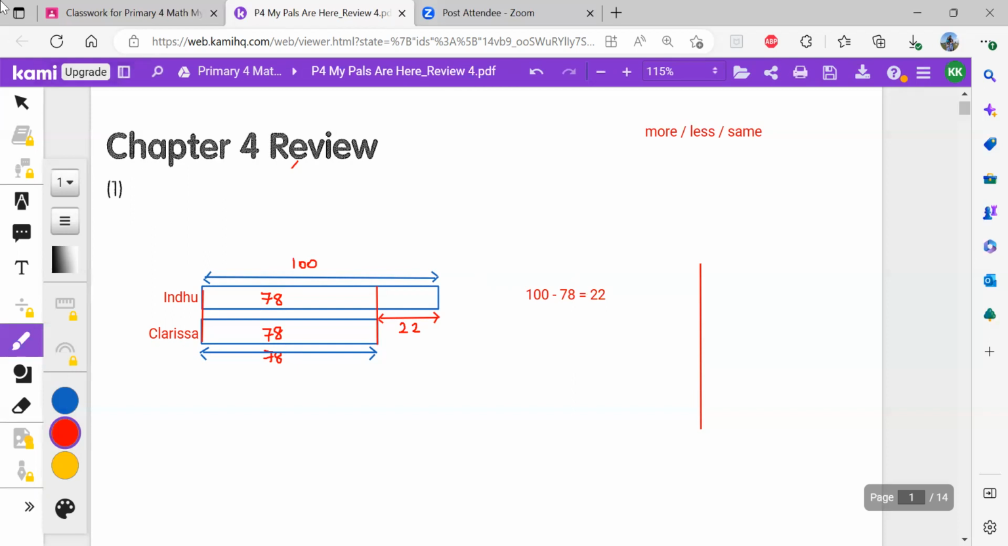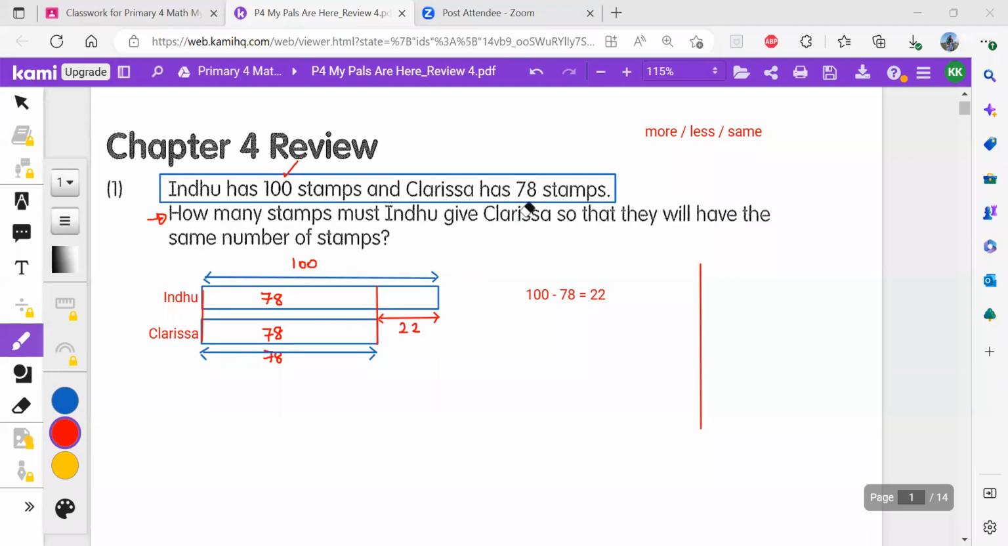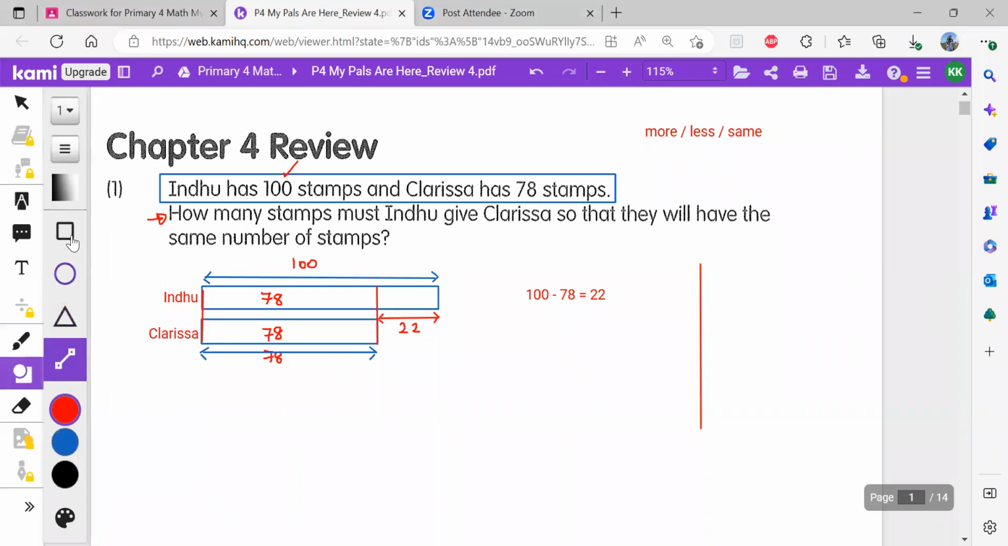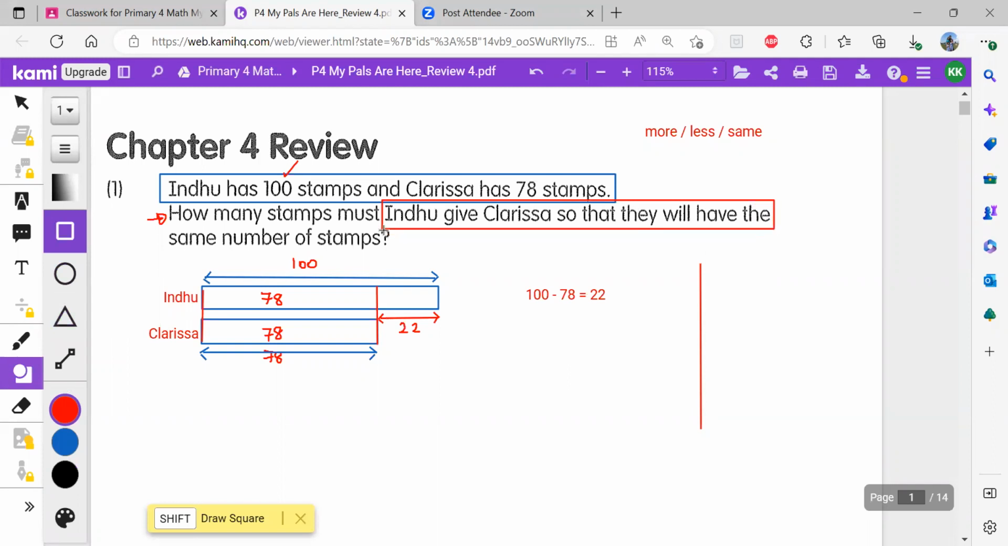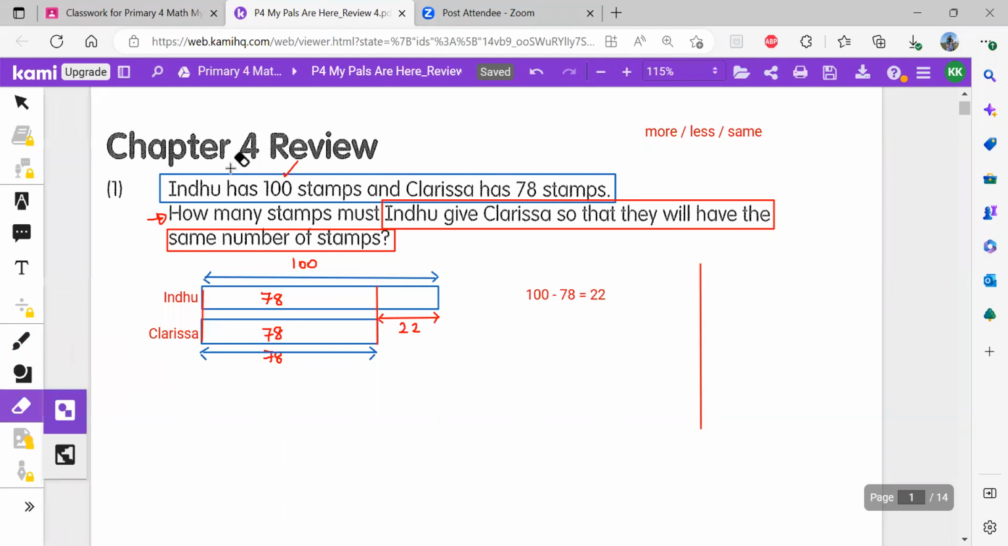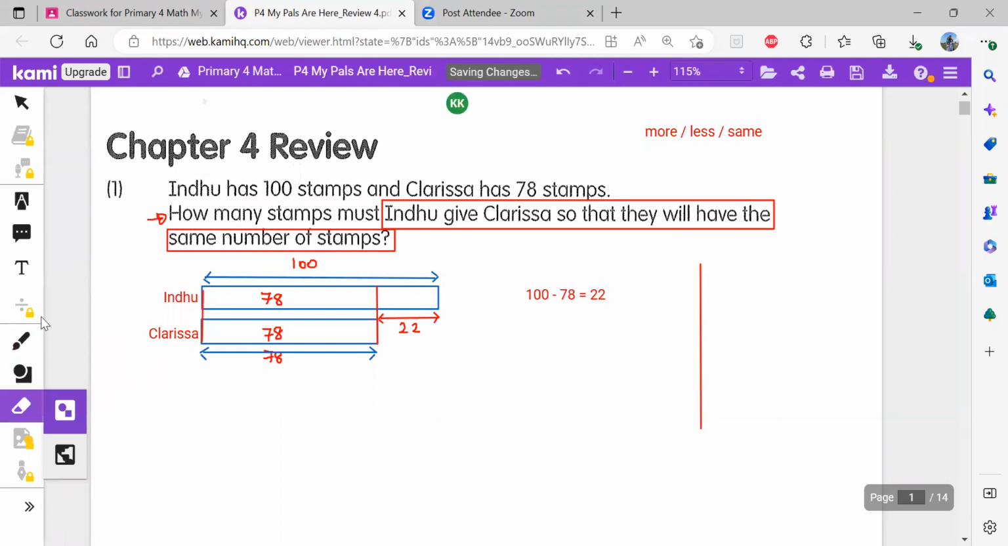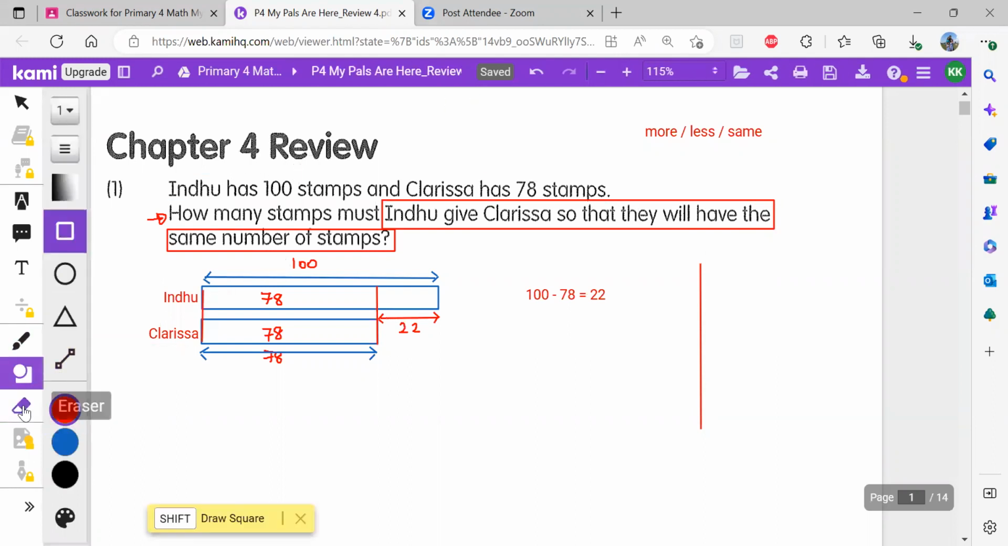So I'm now going to look at the question. Okay, I'm going to erase that and look at the question. And what are they asking? They're asking how many stamps must Indu give to Clarissa so that they will both have the same. So for Indu to give Clarissa so that they will both have the same, I first have to see how much Indu has more than Clarissa. Now it is this part here.